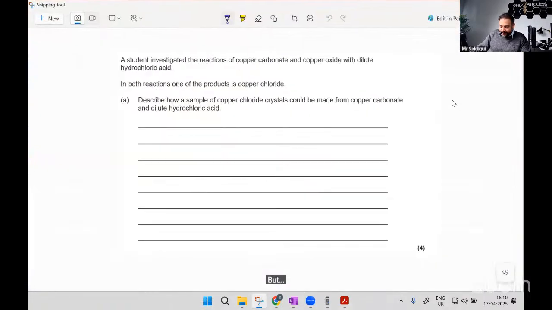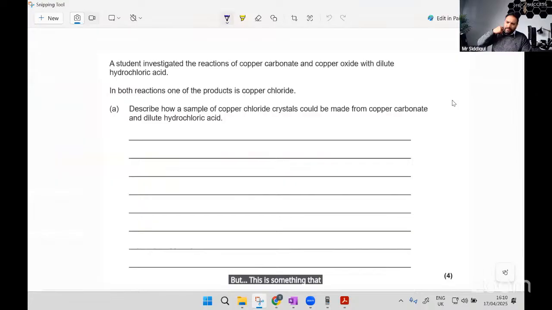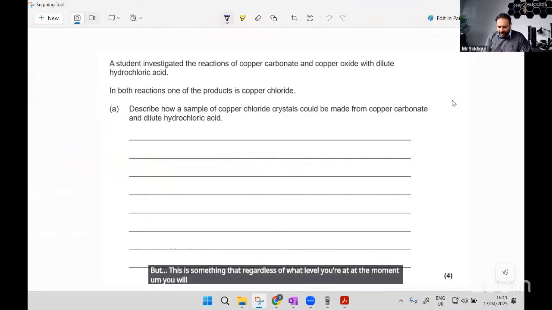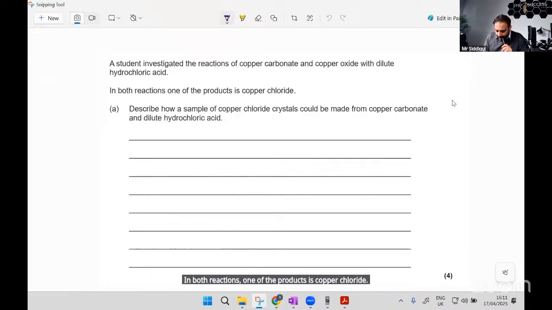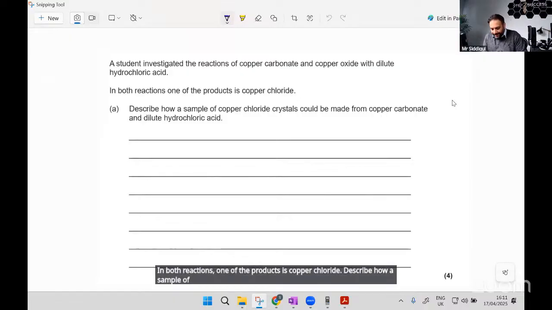This is something that, regardless of what level you're at the moment, you will need to know. This is a required practical, actually, involving the salt crystals. A student investigated the reactions of copper carbonate and copper oxide with dilute hydrochloric acid. In both reactions, one of the products is copper chloride. Describe how a sample of copper chloride crystals could be made from copper carbonate and dilute hydrochloric acid. So, 4 marks to basically explain the required practical.